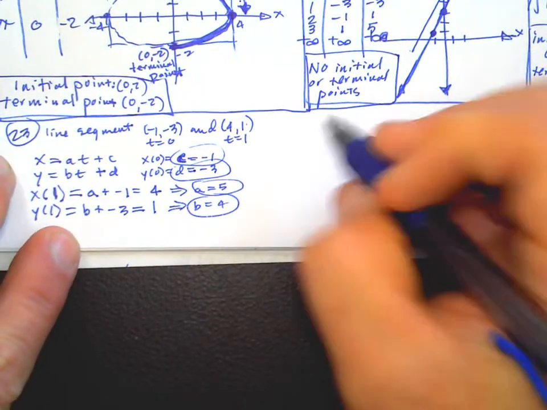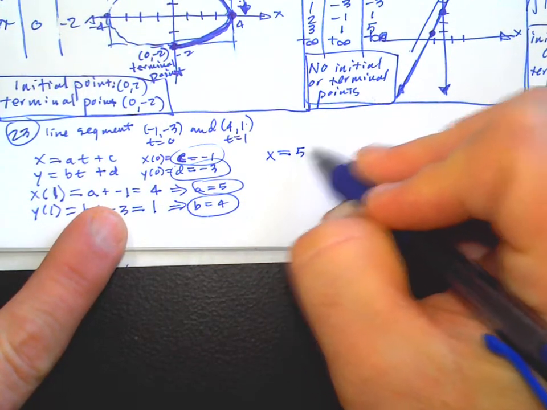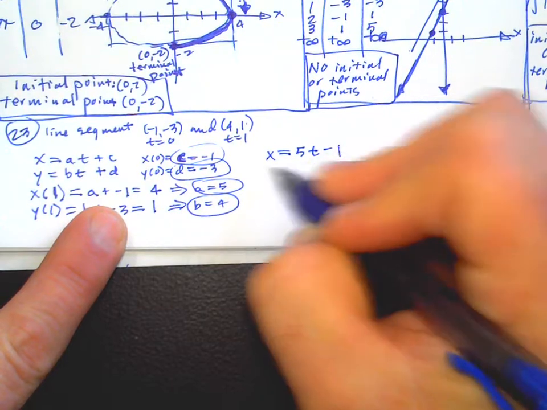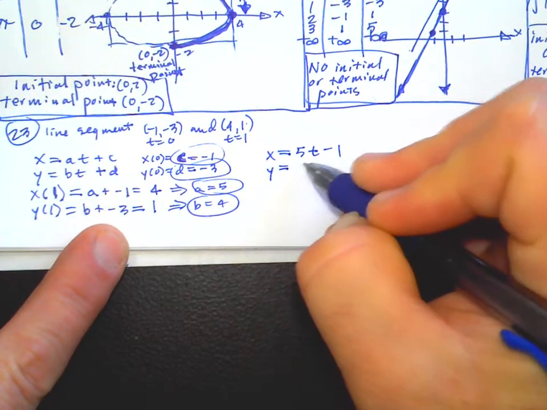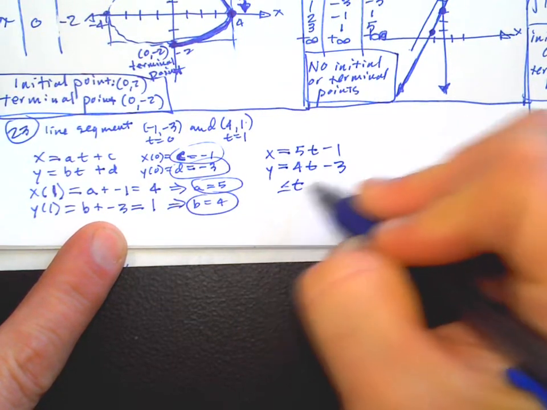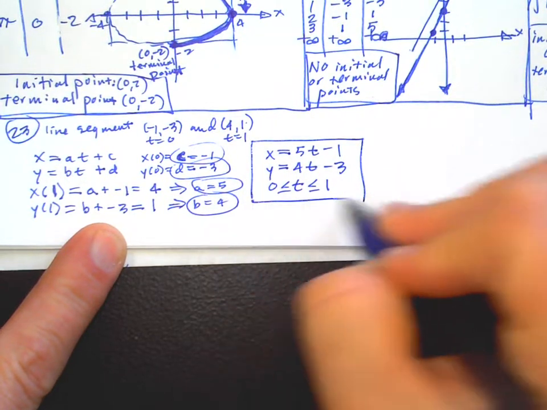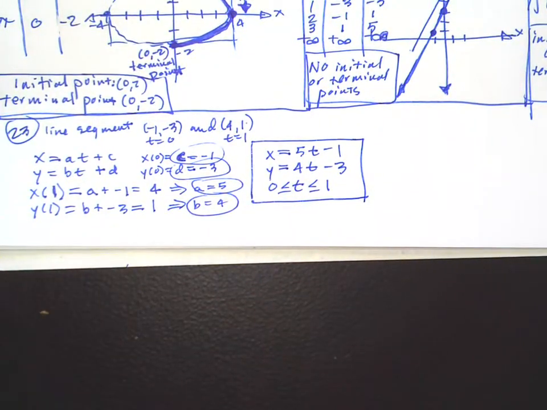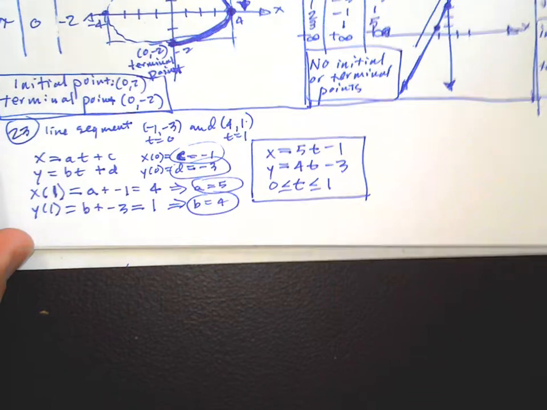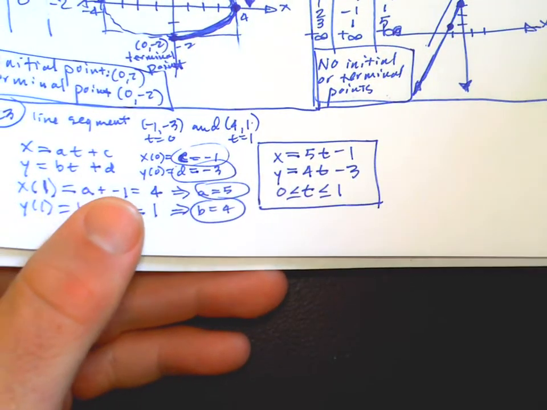So now we're going to write our equation. So x equals 5t minus 1, y equals 4t minus 3, and then you need to include your time constraints, which is 0 to 1. Like I said, you're going to get a different answer if you do it differently. So that's one way to do it. You could do it some other ways. I feel like that's a nice, simple way. That's it. Hopefully you're getting pretty good at these common parametric curves.